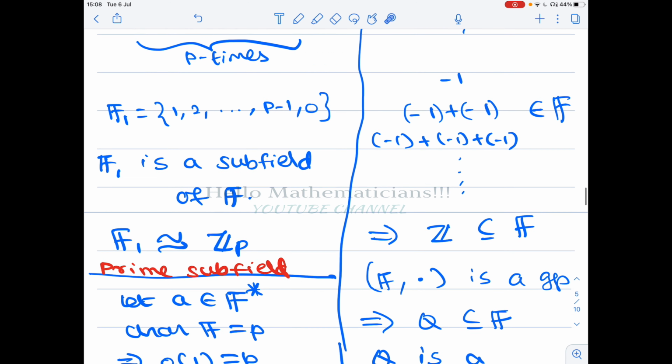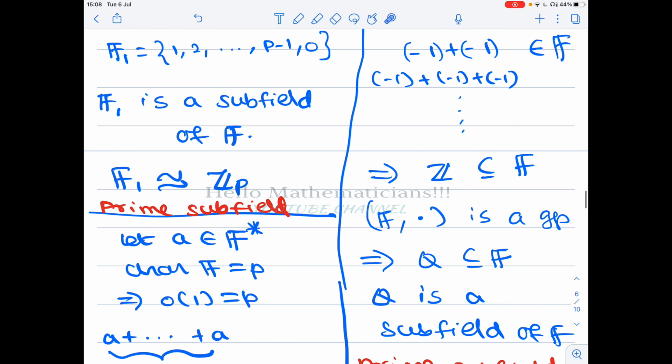Now you got Z inside F, but F is a field, so every non-zero element will have a multiplicative inverse. So F minus 0 with multiplication is an abelian group, therefore every element has an inverse. If you consider the inverses of all the elements inside Z, basically you will get Q. So the inverse of 2 will be 1 by 2. If you add 1 by 2 with itself 3 times, you get 3 by 2. That way you can generate all the rational numbers. So what we conclude is Q is a subfield of F.